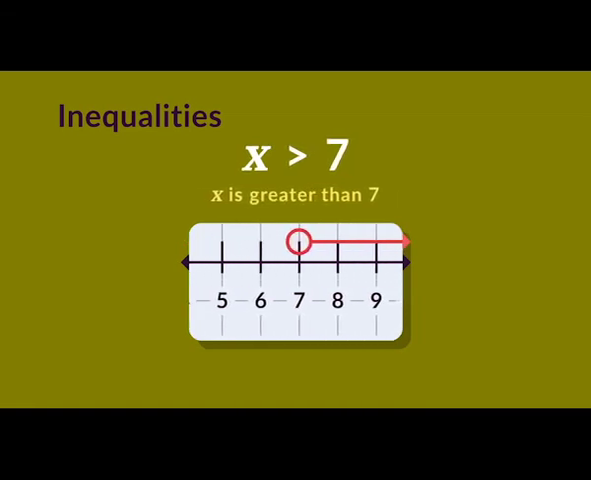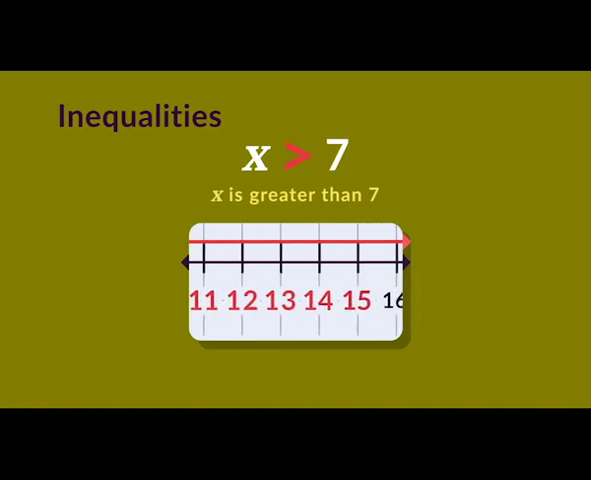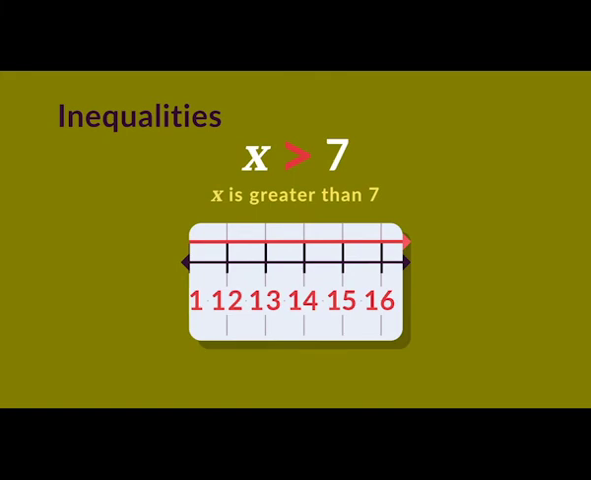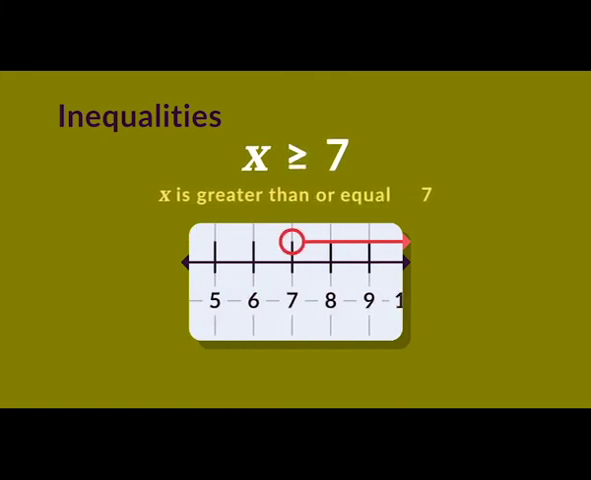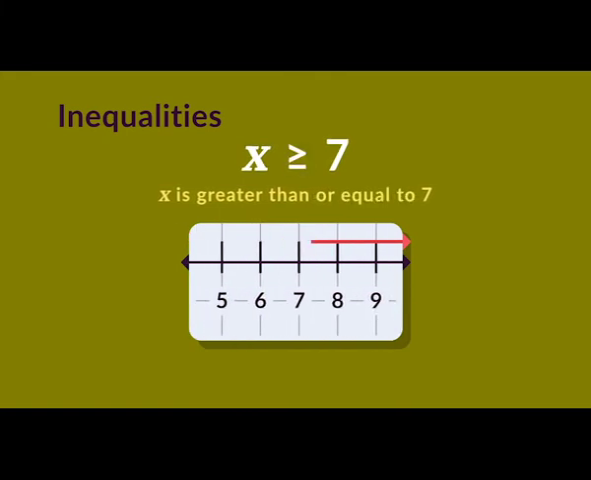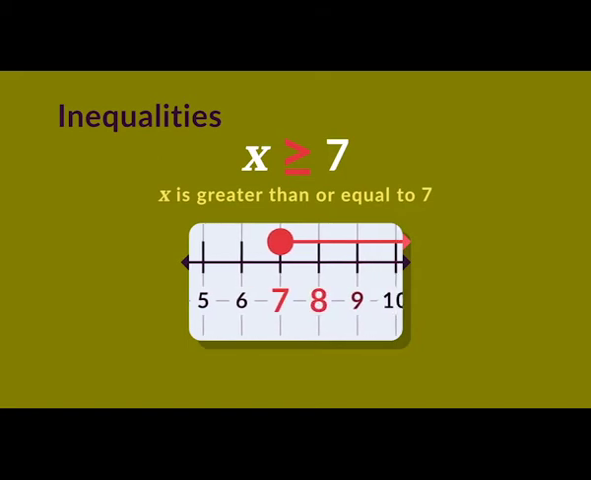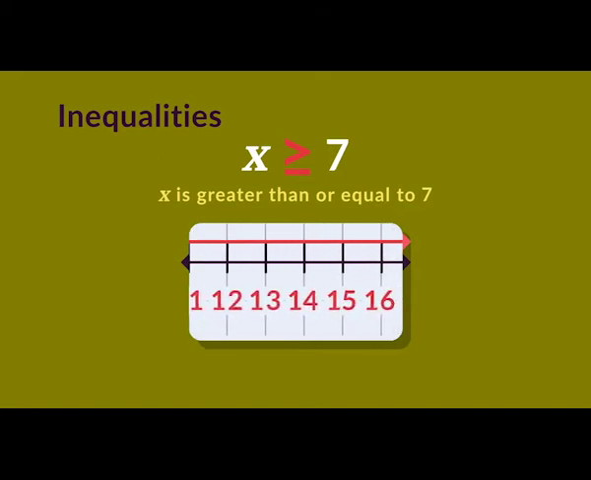x is greater than 7. This would mean 7 is not included in the solution set, but all numbers greater than it on the number line are. x is greater than or equal to 7. And this means 7 and all numbers greater than it on the number line are included in the solution set.